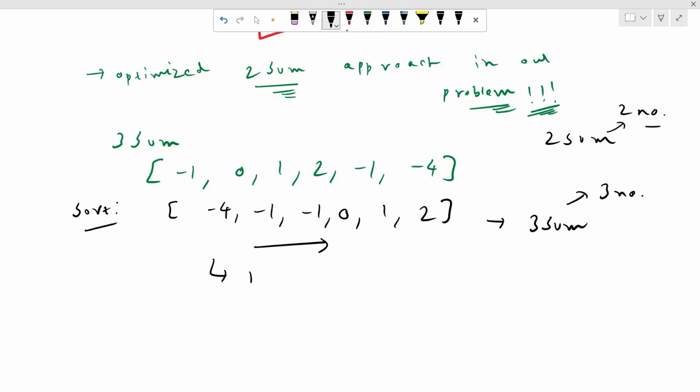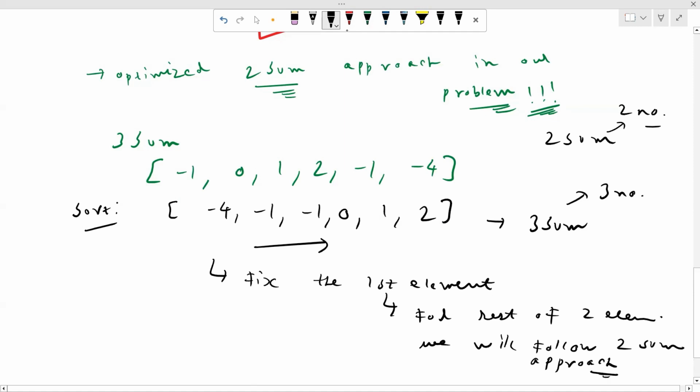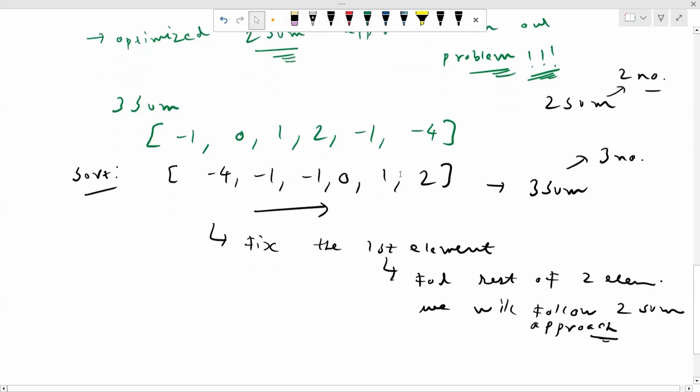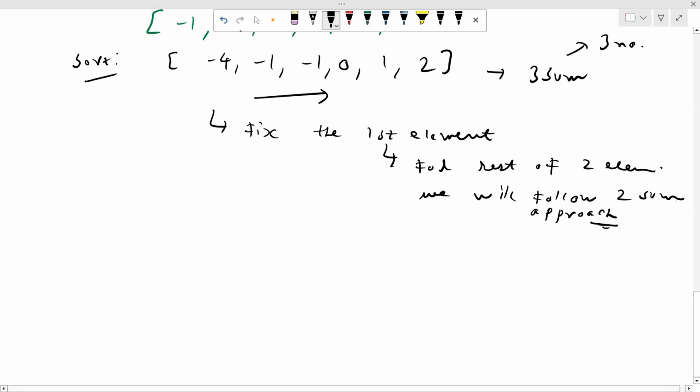So what we'll be doing, we'll just fix the first element, and for the rest of the two elements, we'll follow the two sum approach, right? So let's do a diagram for the same. So after sorting, this is our array. Let's say initially we are at this position, where we fix the first element, which is -4. So the remaining part of the array will follow the two sum approach.